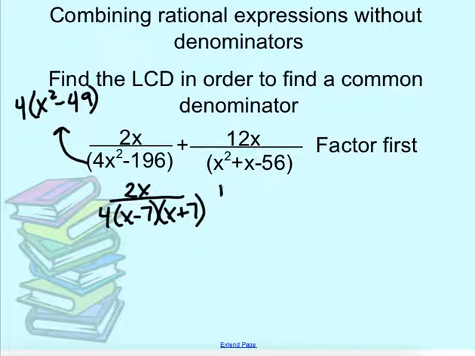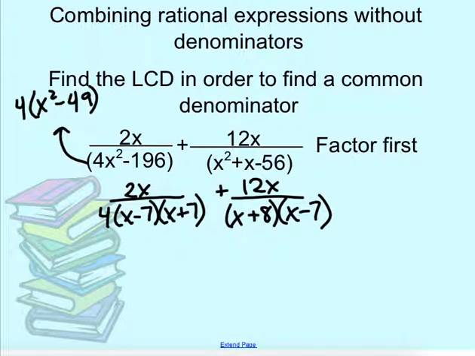And then for the second one, I'm going to do 12x over x, well, it needs to multiply to negative 56 and add to 1, which means I'm going to do x plus 8 times x minus 7. All right, now it looks like both of these two fractions are missing something. In the first one, we're going to have a factor of 4, x minus 7, x plus 7, and x plus 8 in order to have common denominators, which means in the first one, I am missing x plus 8. And in the second one, then I would be missing a 4.